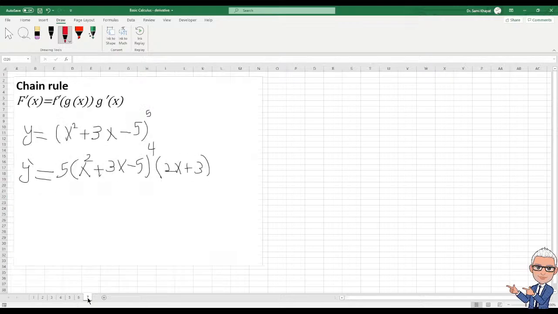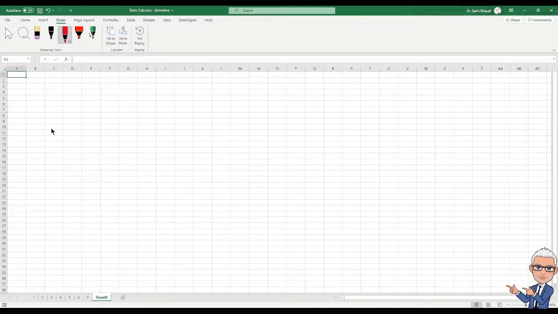Now the next one is the chain rule. The chain rule is something like that. Now what you will do, you take the derivative of the outside, you copy the inside, and times the derivative of the inside. Now, what about if I have something like this? Let's say I have something like that.